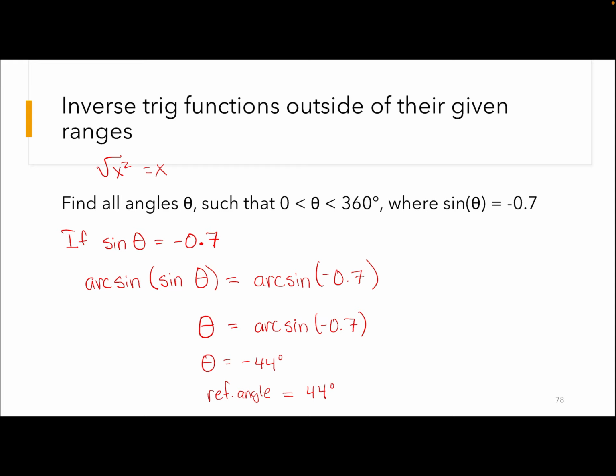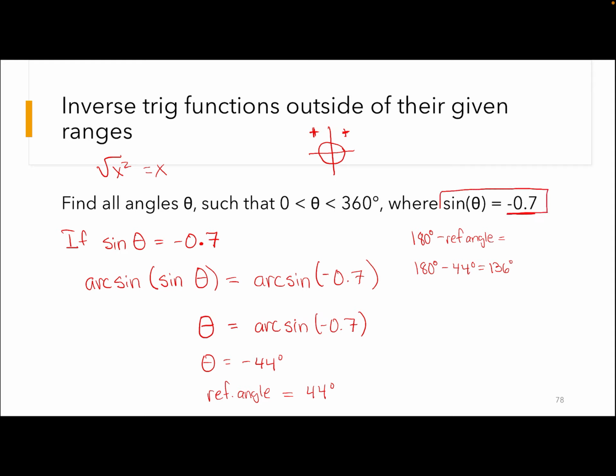That's the first angle. And so then the second, if we draw our unit circle, remember, sine is a y value. So sine is positive in quadrant 1 and sine is positive in quadrant 2. How do we get that quadrant 2 angle? 180 degrees minus the reference angle. So that's going to be 180 degrees minus 44 degrees, which is 136 degrees.